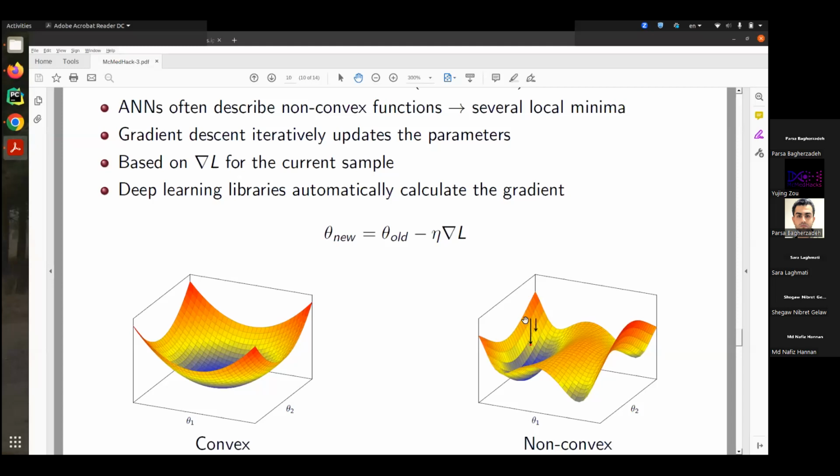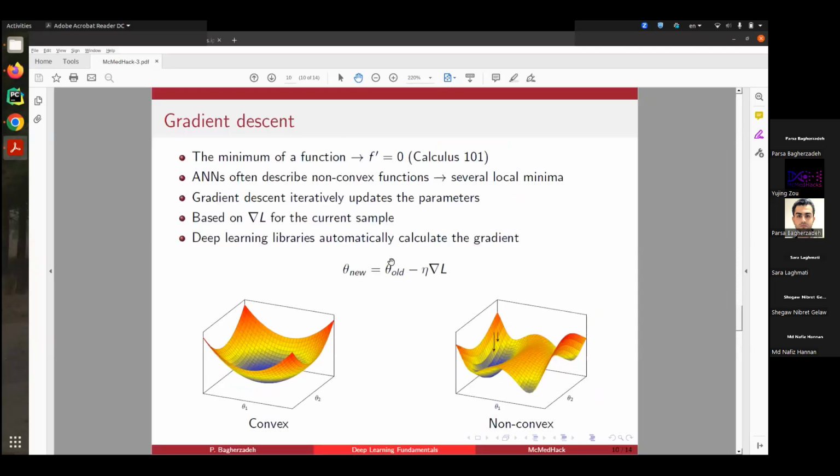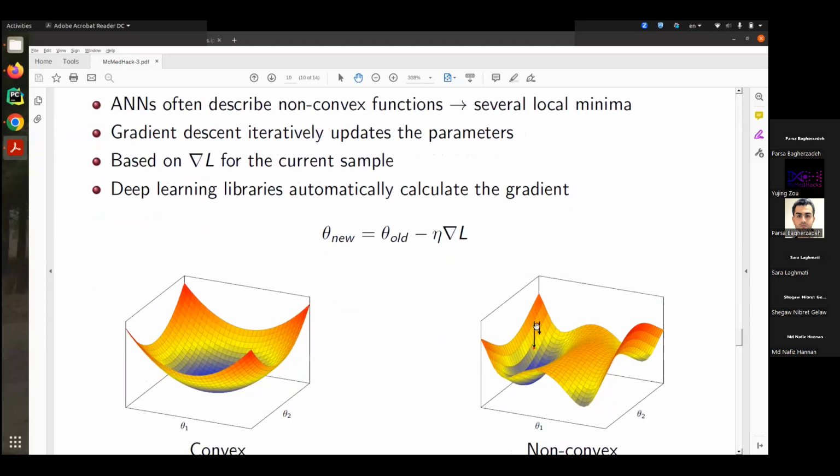So for the current parameters, for the current error, we can take the gradient of the error based on the current sample, and then use that derivative to update the parameters of our network. Suppose that the old set of parameters that I had, I'm denoting it with theta old. Then this is the value of the gradient. The value of the gradient shows, again, the slope of the function, where the function is declining.